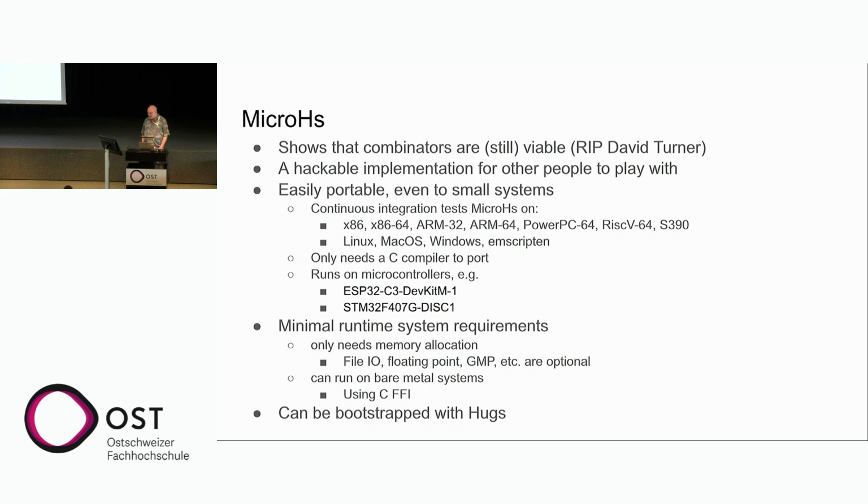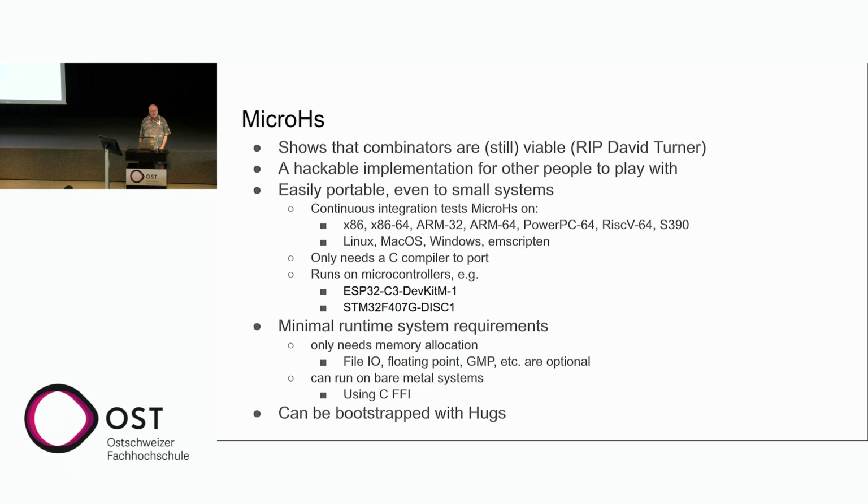The runtime system, a lot of things are optional, so if you don't have standard I/O, you don't have to have that included. If you don't have floating point, you don't have that. You don't need to use GMP and so on. So if you want to run on bare metal, you can say I want to compile the runtime system with the really minimal things, and then you can do everything with CFFI. And if you care, I don't know why you would care, you can bootstrap the compiler using Hugs.